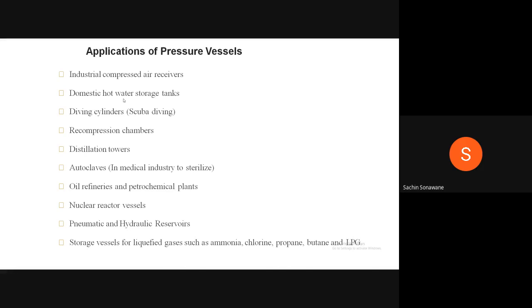Now, applications of pressure vessels: industrial compressed air receivers, domestic hot storage tanks, diving cylinders, that is scuba diving, recompression chambers, distillation towers, autoclaves in the medical industry to sterilize, oil refineries and petrochemical plants, nuclear reactor vessels, pneumatic and hydraulic reservoirs, storage vessels for liquefied gases such as ammonia, chlorine, propane, butane, and LPG.